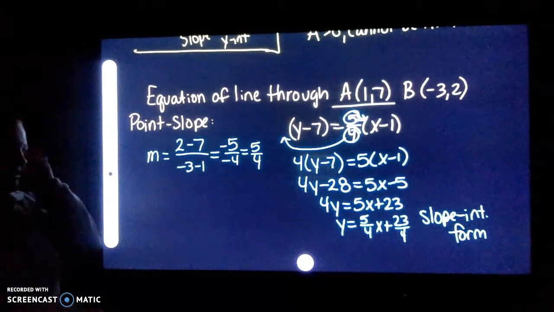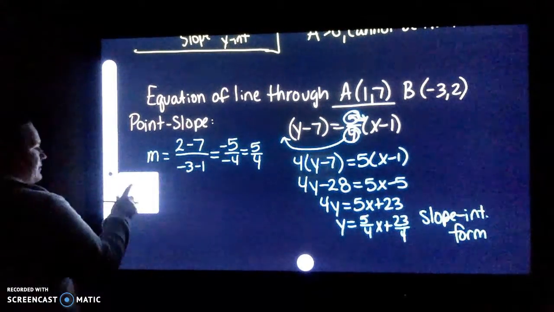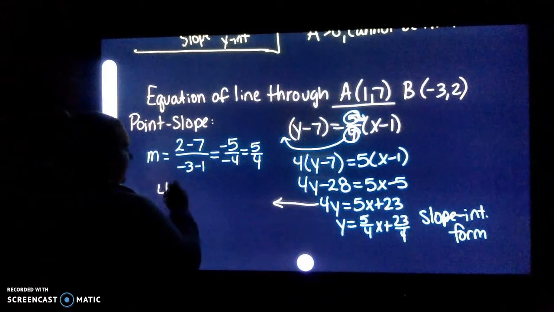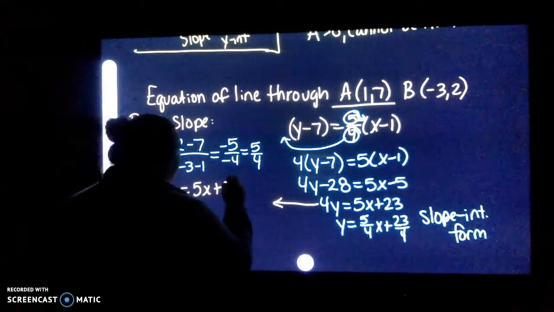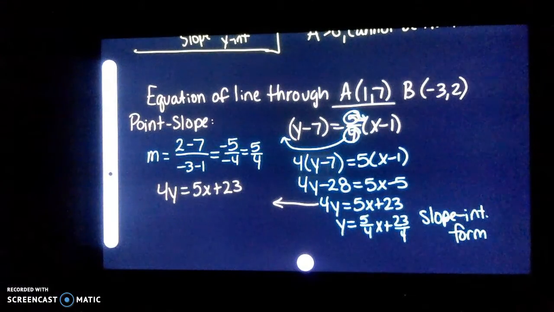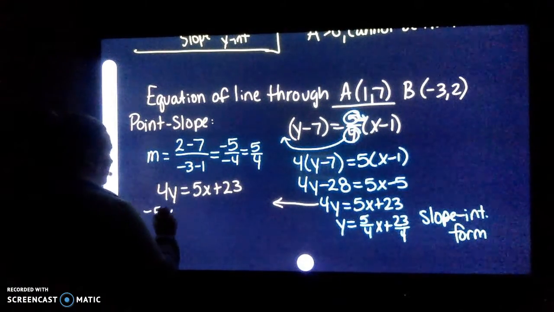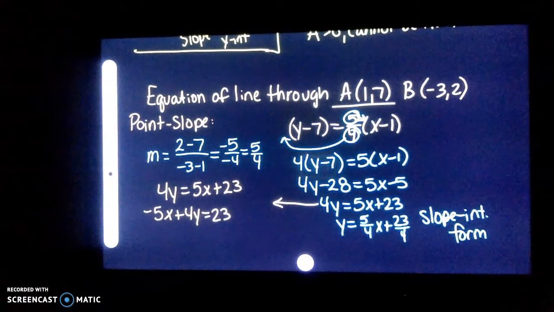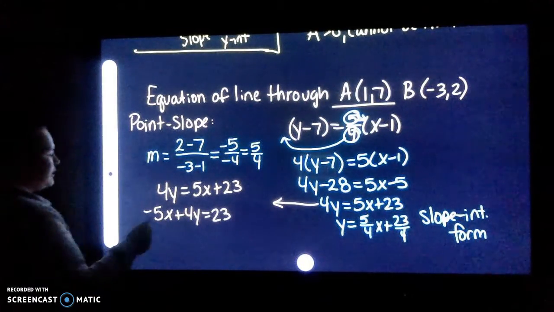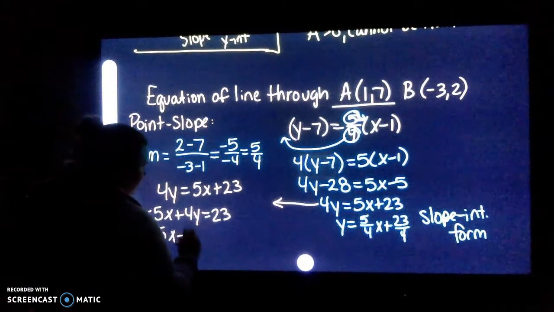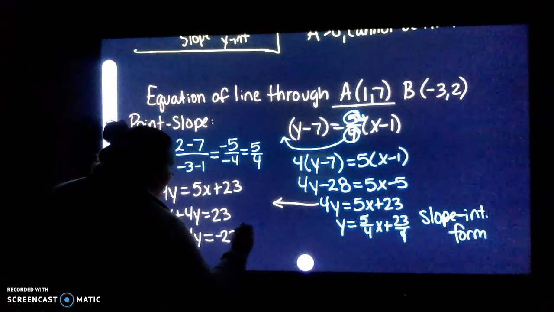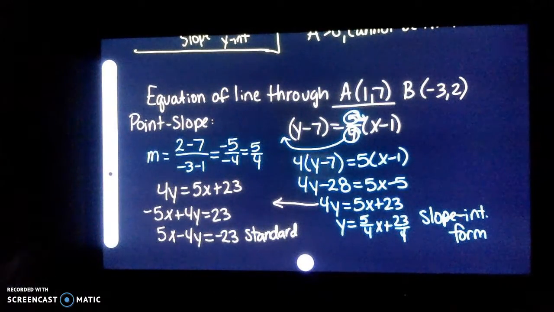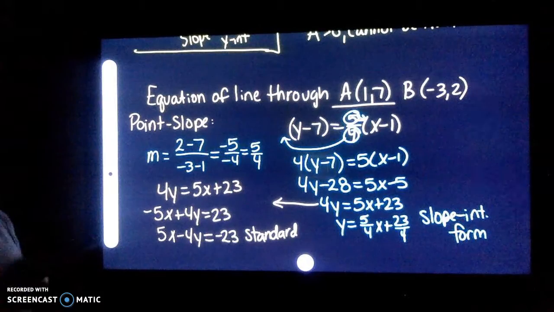Now I want to try and write this in standard form, just because I think it'd be fun. So I'm going to go back to this step before I made everything into a fraction. And I have 4y equals 5x plus 23. Standard form has to have the x in front, so I need to subtract this 5x over. But I know that for my standard form that my x value cannot be negative. So now I need to multiply everything by a -1. And I get my standard form equation. So using 2 points, we were able to write all 3 different equations for this.